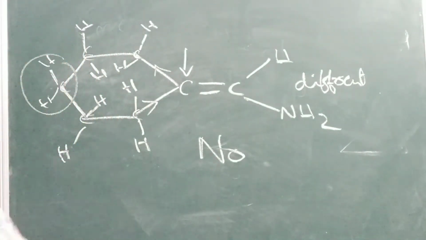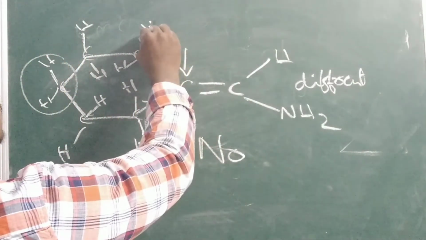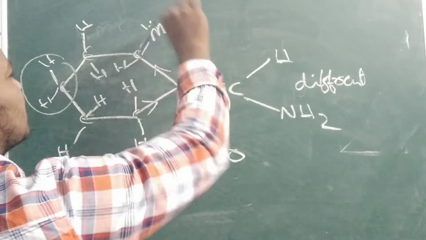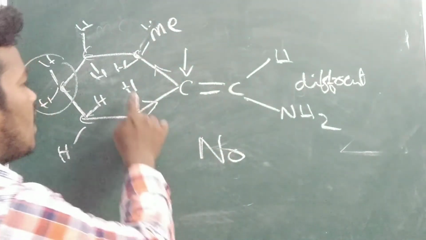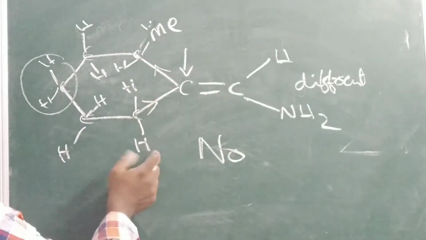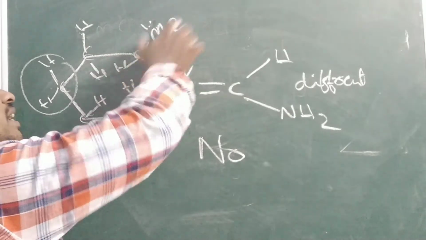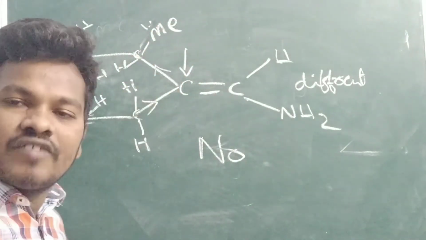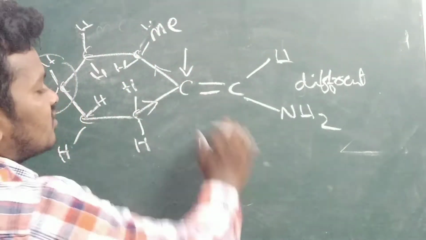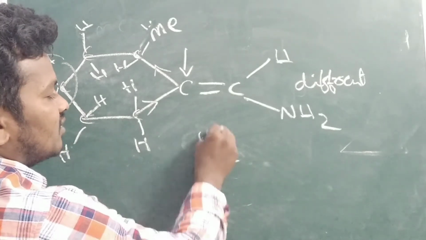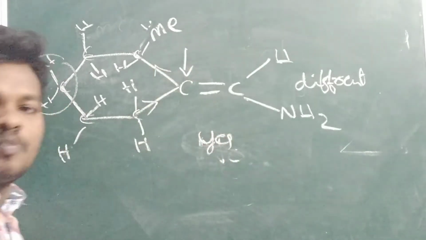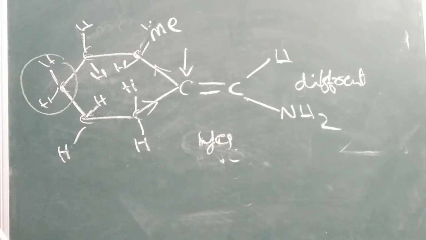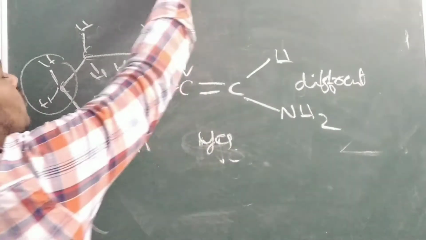For example, here I mentioned a methyl group. So now what will happen? Both sides this carbon contains two hydrogens, but this carbon contains one methyl. It is different. So now it is exhibited. If it is exhibited, a different group should be there. Then only it should be exhibited. So next one you can see.